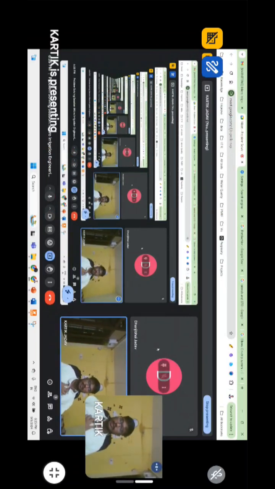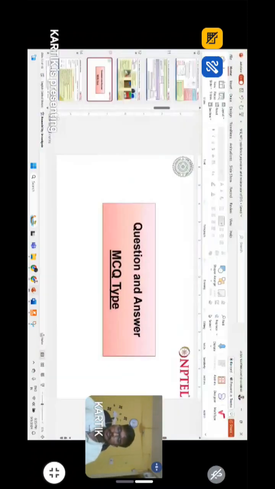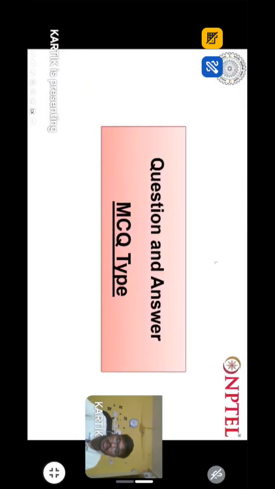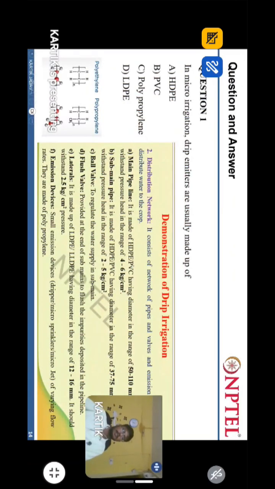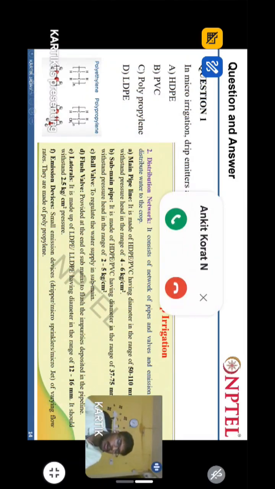Let's continue our question answer session. First we will begin with the multiple choice questions. The first question is: in micro irrigation, drip emitters are usually made up of what? The answer is polypropylene. Why?